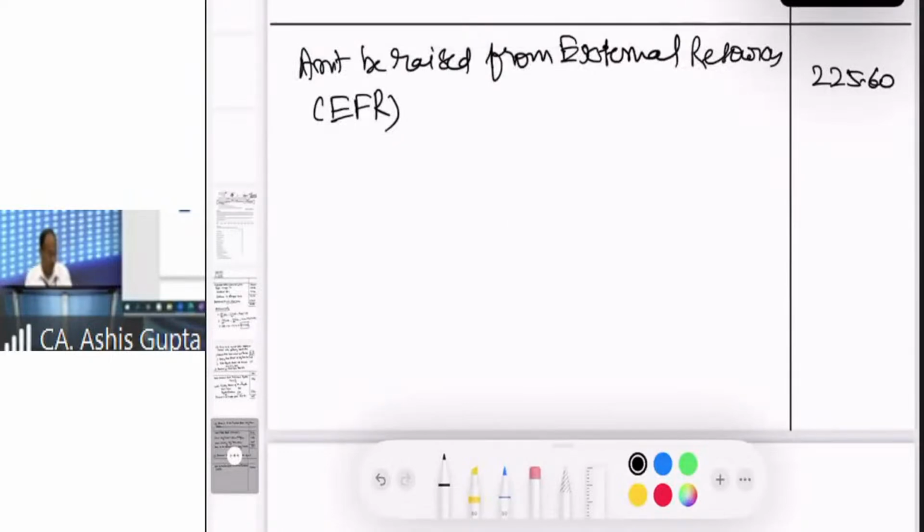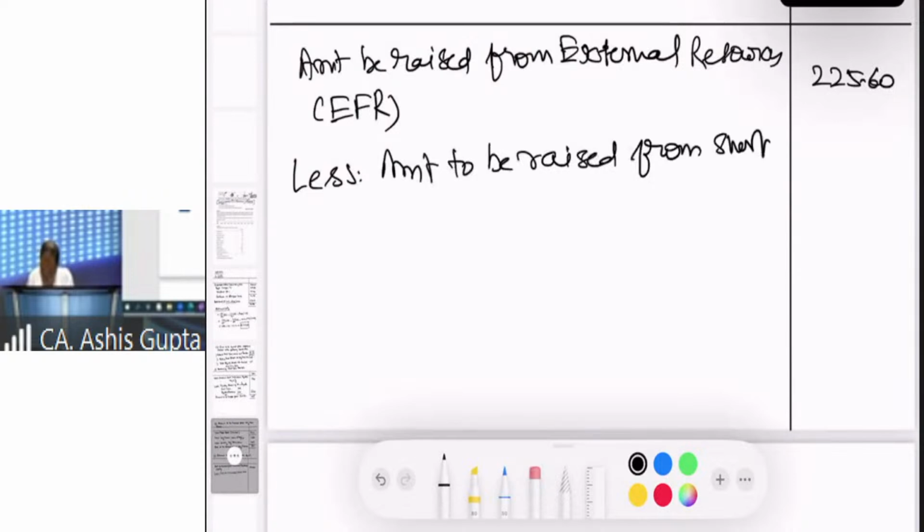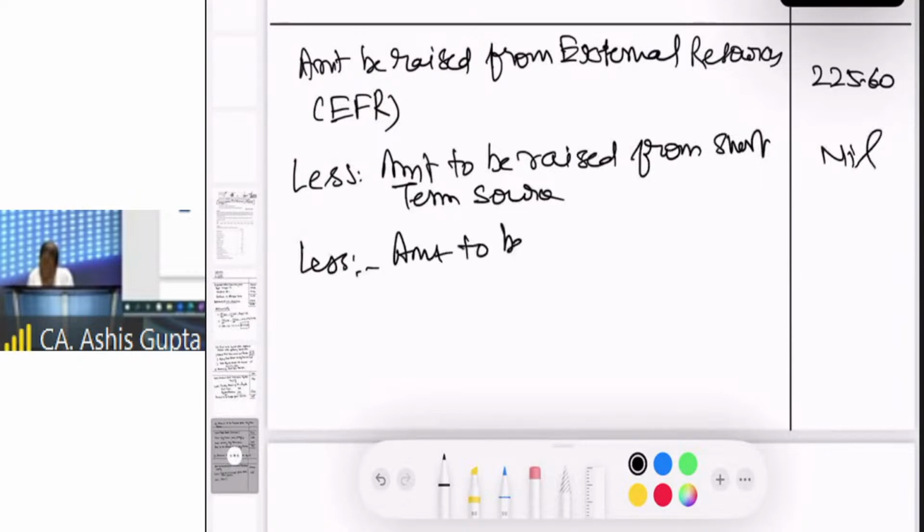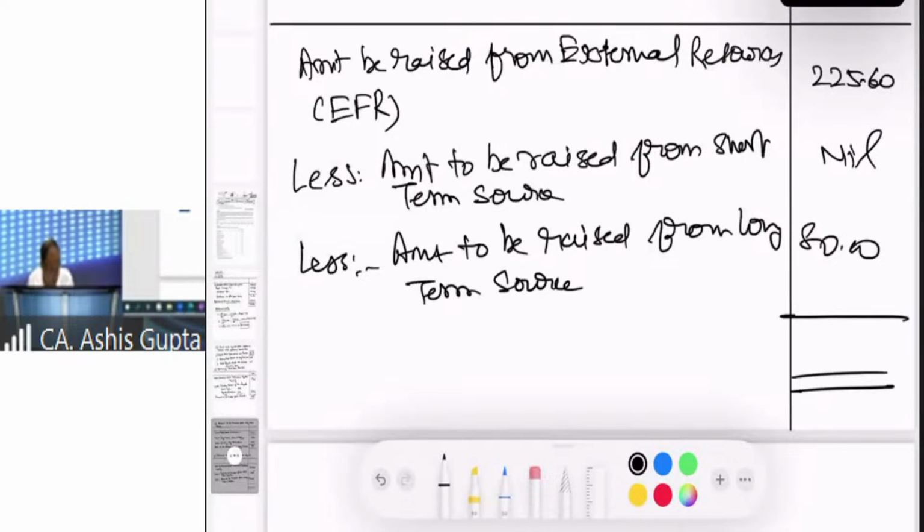Less amount to be raised from short-term sources: nil. Less amount to be raised from long-term sources: 80. So the balance will be from the equity. So from equity we shall raise this much amount.